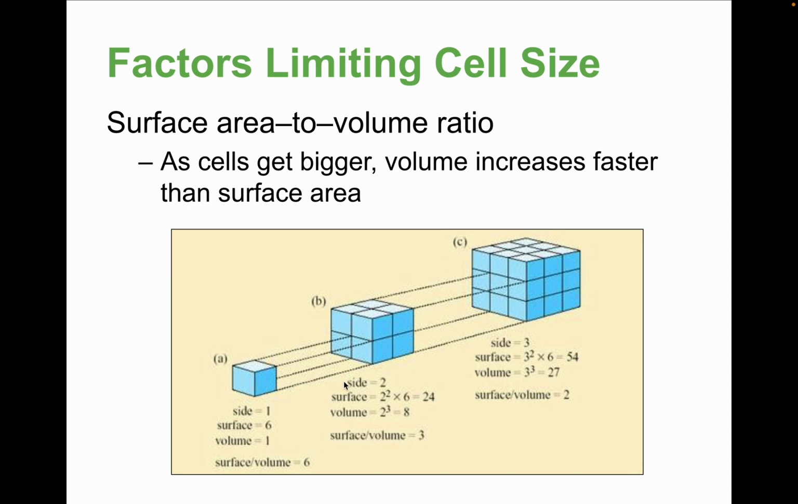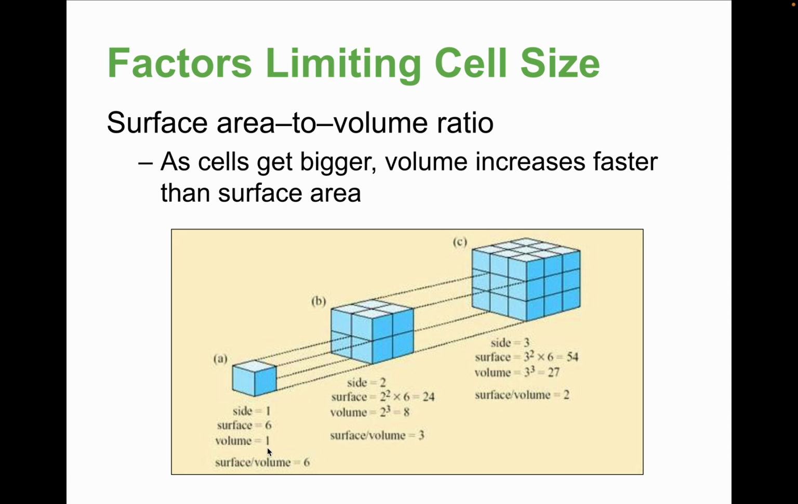However, if we increase each side by a factor of 2, which means now the side is 2 units long, the area of one of those little two-dimensional squares is 2 squared. We actually have 24 square units for the surface area. However, for the volume, we have 8 units cubed. And if we move on to side length equals 3, the surface area goes to 54, and the volume goes to 27 units cubed. So as you can see, the side length is increasing only by 1 each time, but the volume is increasing exponentially.